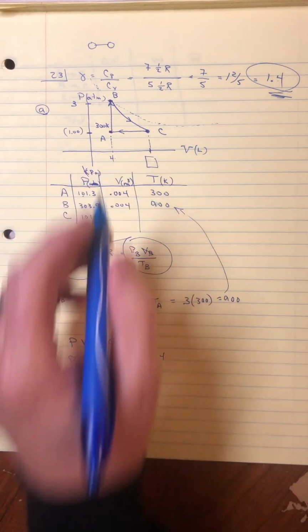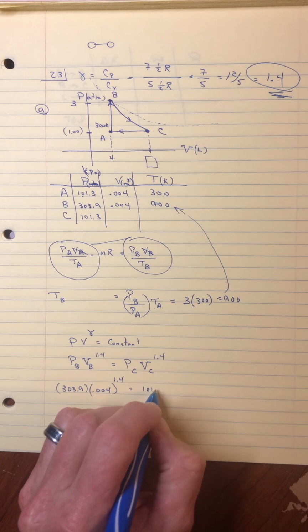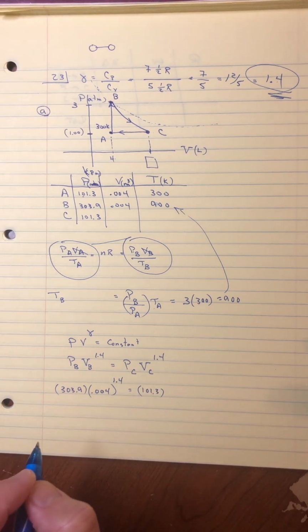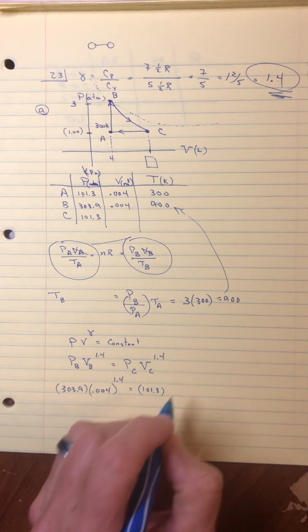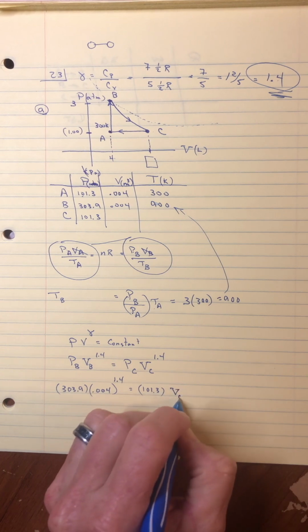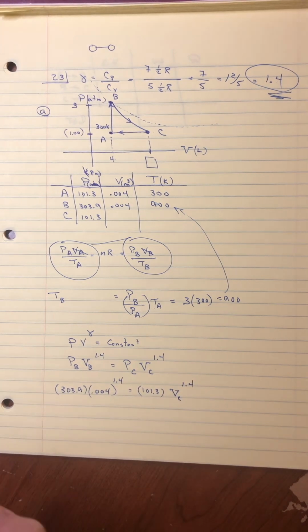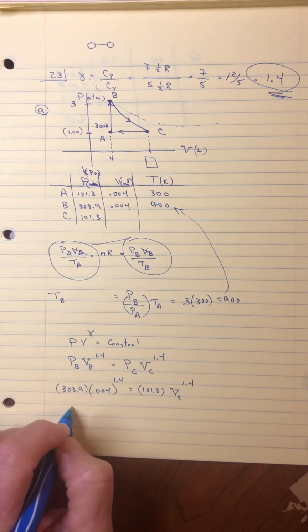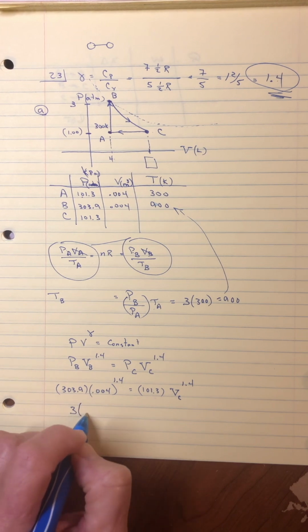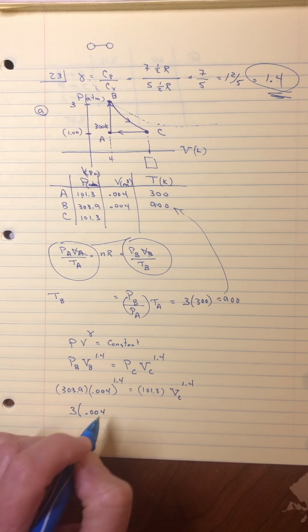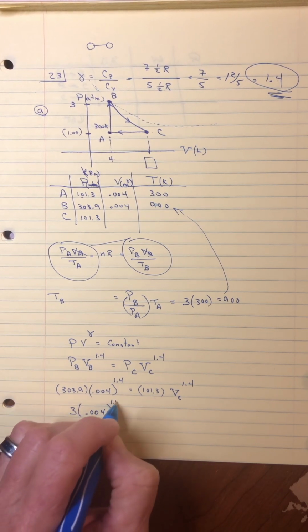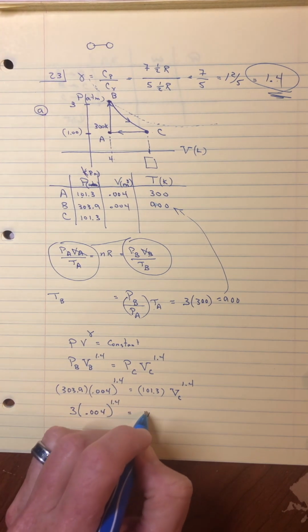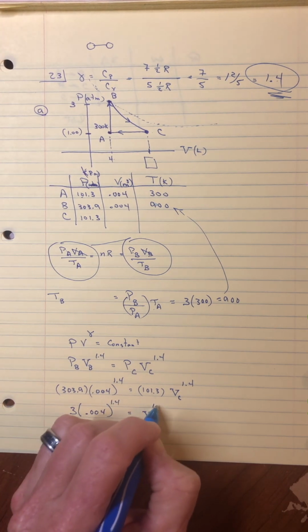The pressure at C is the 101.3. And then, of course, we are now looking for the volume at C. And so we've got to raise things to a power. So maybe I'll take this to the other side. That's where that factor of 3 comes in. And I'll go 0.004 and 1.4. And volume at C raised to 1.4.